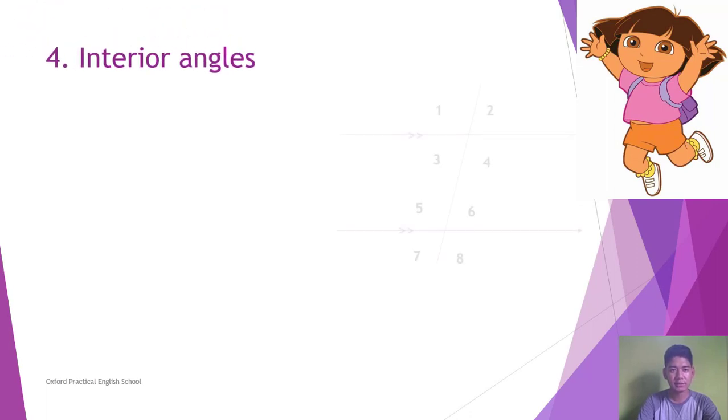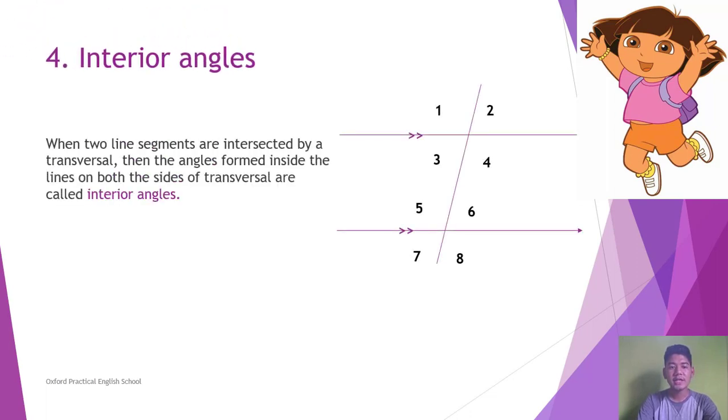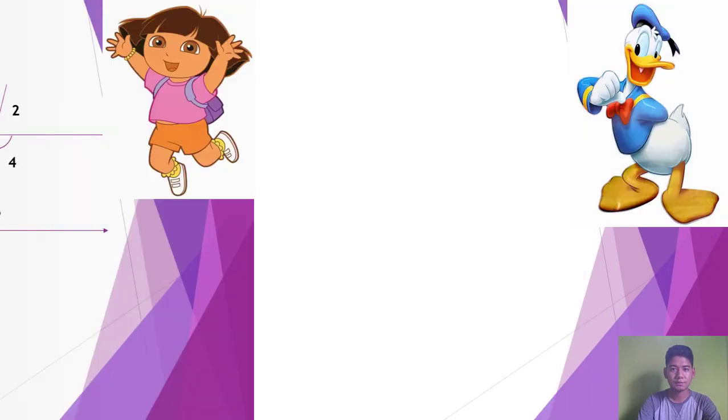Next, interior angles. When two line segments are intersected by a transversal, then the angles formed inside the lines on both the sides of transversal are called interior angles. Here, the interior angles are angle 3, angle 4, angle 5 and angle 6. The reason why they are called interior angles is because they are formed inside the lines. So, they are interior angles.